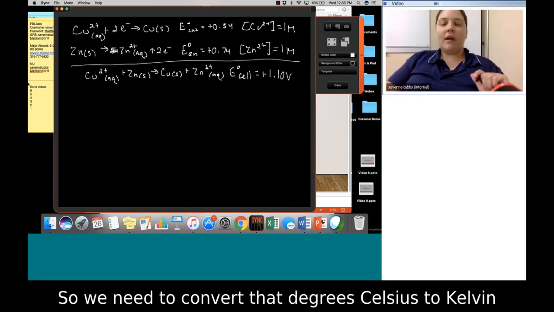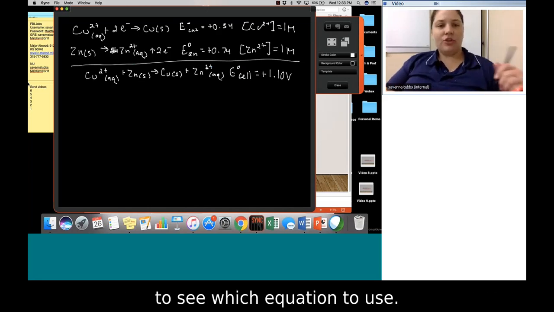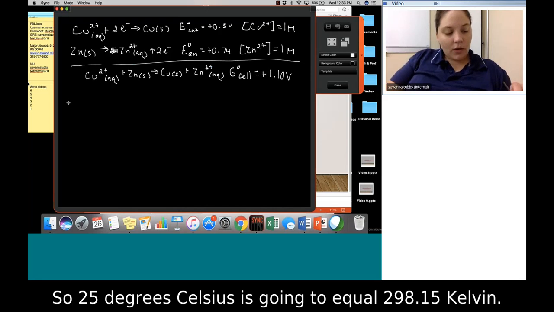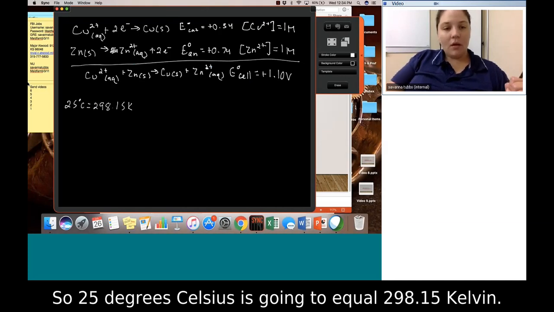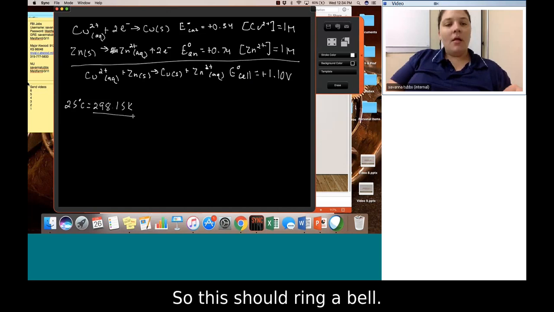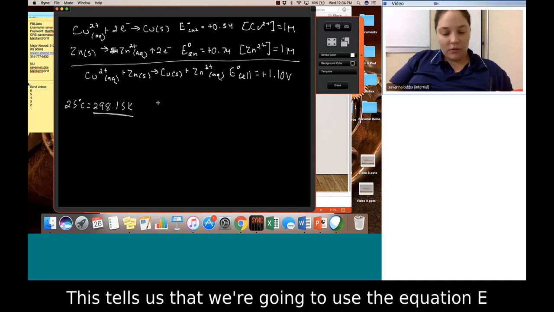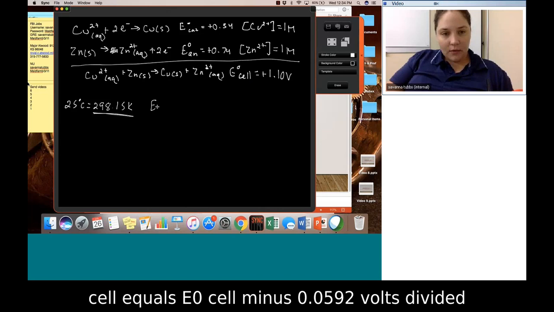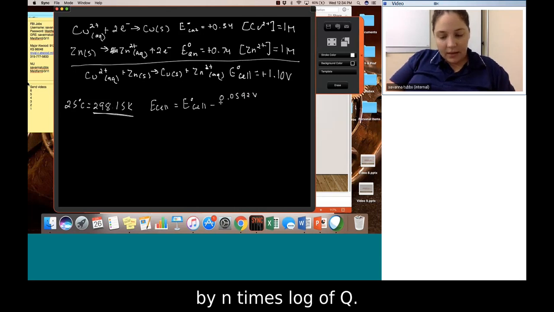So we need to convert that degrees Celsius to Kelvin to see which equation to use. So 25 degrees Celsius is going to equal 298.15 Kelvin. So this should ring a bell. This tells us that we're going to use the equation E cell equals E naught cell minus 0.0592 volts divided by n times log of Q.